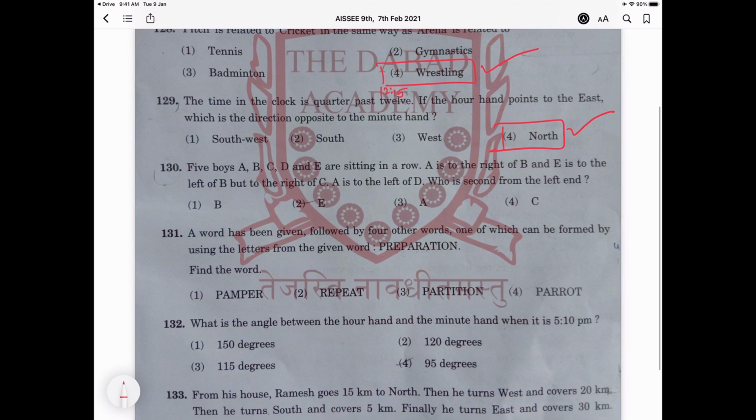In question number 130, 5 boys A, B, C, D, E are sitting in a row. A is to the right of B and E is to the left of B, but to the right of C. Okay, so this question is basically on sitting arrangement.